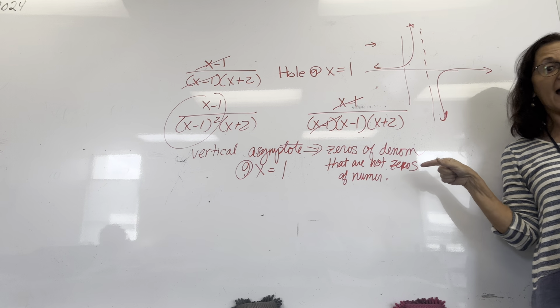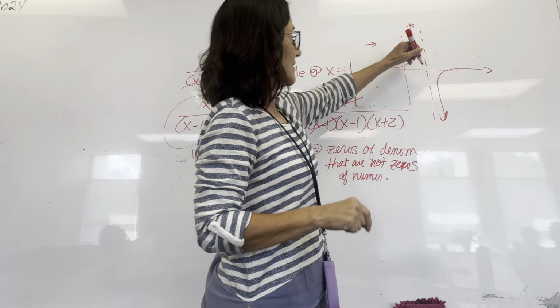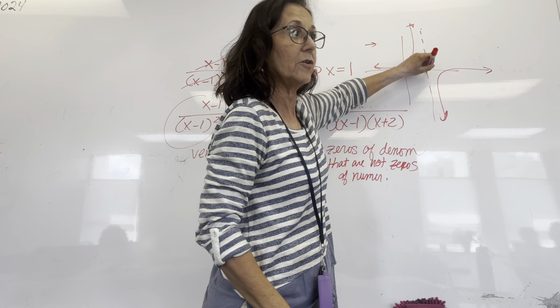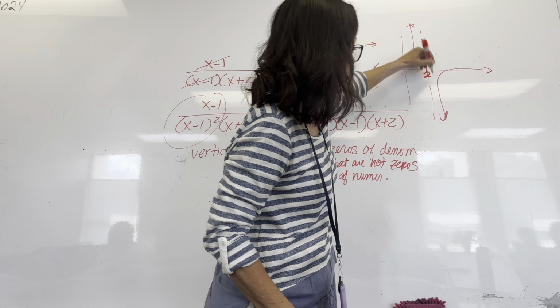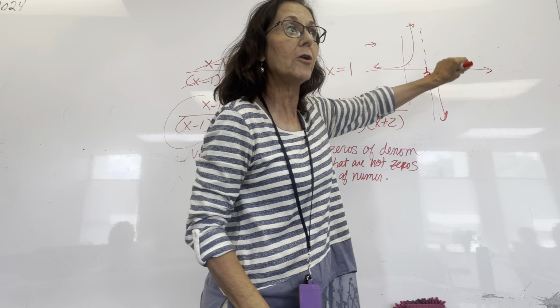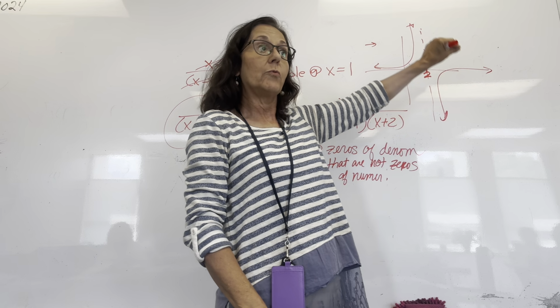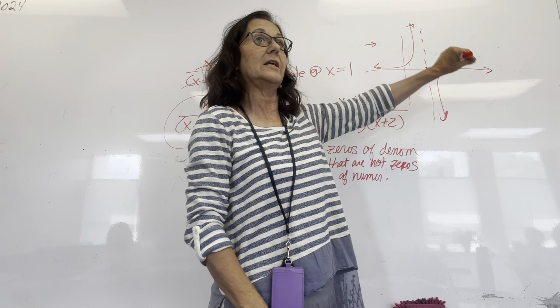So for vertical asymptotes, the graph never equals that amount, wherever that vertical asymptote is. So if that x value is 2, it never crosses that vertical asymptote. Vertical asymptotes are never ever crossed because that is where the rational function is undefined. 0 is in the denominator.